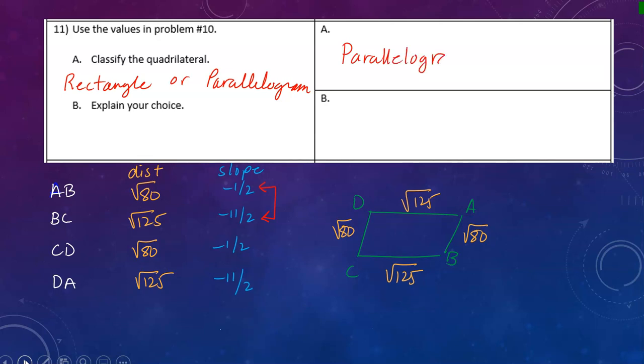And then for part B, to explain my choice, I would just basically concisely write what I just said. So I would say that there are 2 pairs of opposite equal sides. And it's important that you say opposite because if they were adjacent equal sides, that would make it a kite. And the slopes of the lines are not perpendicular.